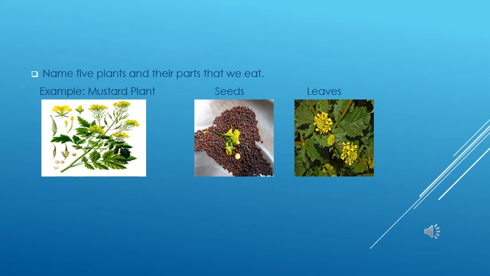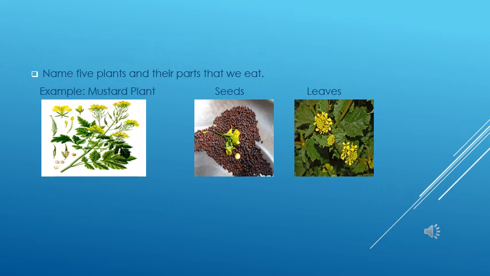Now, the last question is, name 5 plants and the parts that we eat. I am explaining one example so that you can give the other examples also. The first example is the mustard plant. You all have heard about sarso, no? So it is that plant only. Now the parts that we eat in the mustard plant are, one is seeds and the other is leaves.